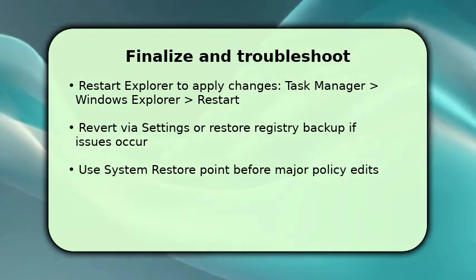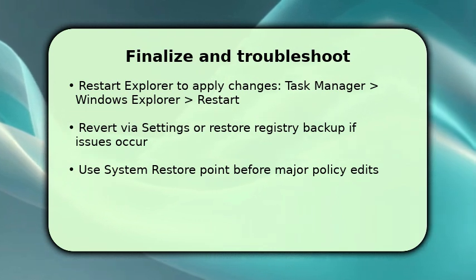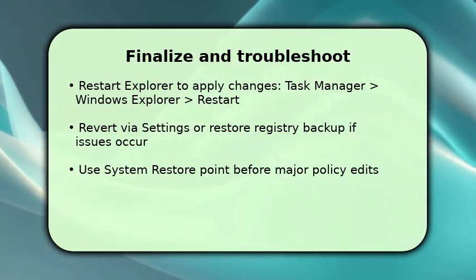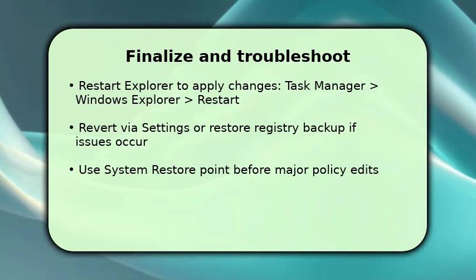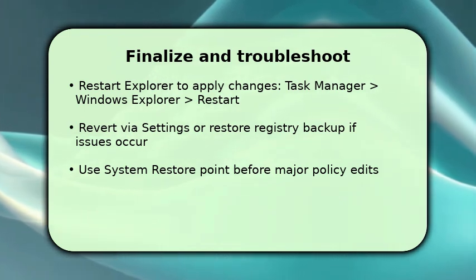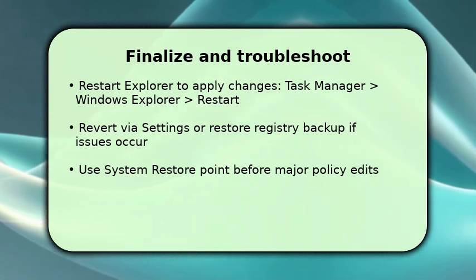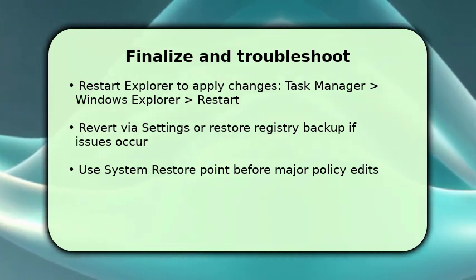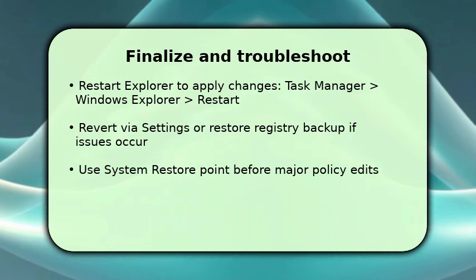If anything breaks, revert via Settings or restore the registry backup you made earlier. Make sure to create a system restore point before altering group policy or registry keys so you can undo safely. If problems persist, mention exact symptoms, and I'll guide targeted fixes.